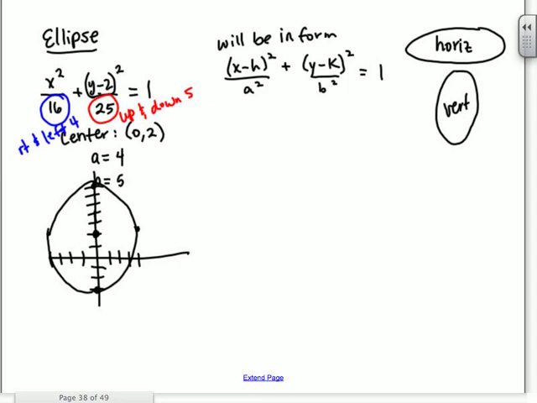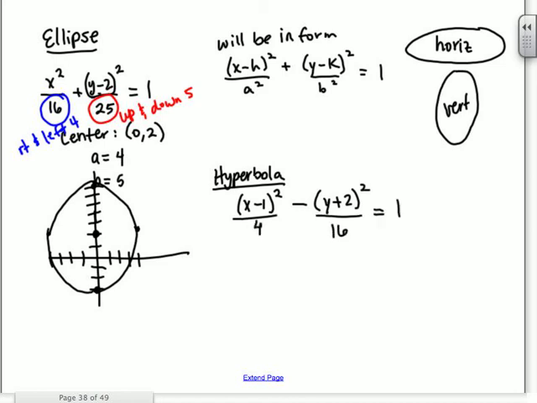All right, now it's very similar for a hyperbola. But a hyperbola is going to have a minus in between. So it's going to be like x minus 1 squared minus y plus 2 squared, over 4 and over 16 equals 1. Hyperbolas look like this. This one's a horizontal hyperbola. Or this. This one's a vertical.